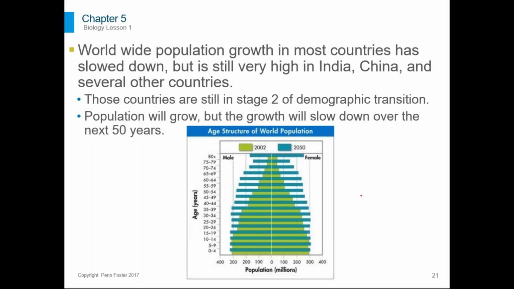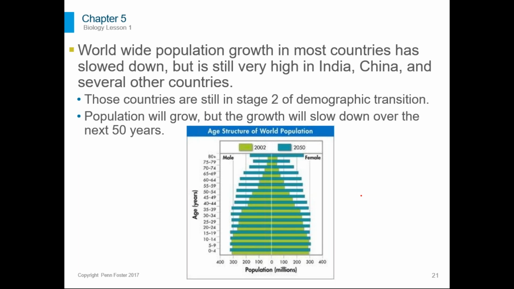And worldwide population growth in most countries has slowed down. We're approaching the third stage of demographic transition. But it is still very high in India and China and several other countries. These countries are still in stage 2 of demographic transition. It's expected that the population of the whole world will continue growing, but the growth will slow down over the next 50 years.